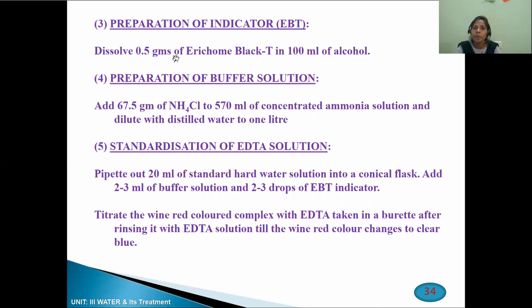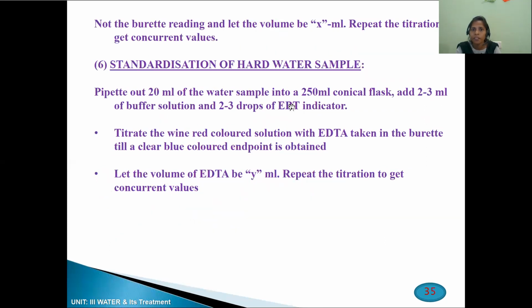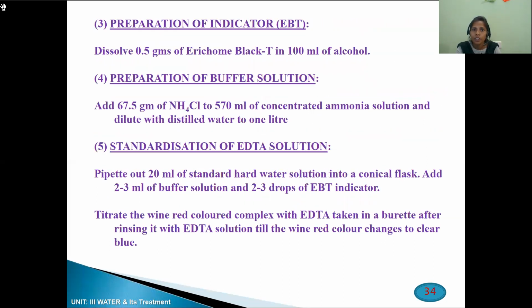And the next one is the preparation of indicator. How are we preparing the indicator? Dissolving 0.5 grams of indicator in 100 ml of alcohol. Here we can use either methanol or ethanol, that means methyl alcohol or ethyl alcohol. So a simple method: 0.5 grams of EBT is dissolved in 100 ml of alcohol.